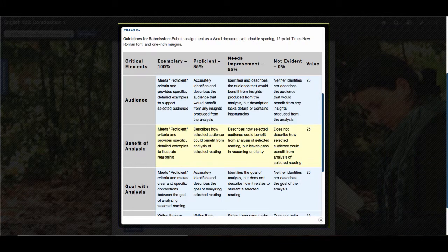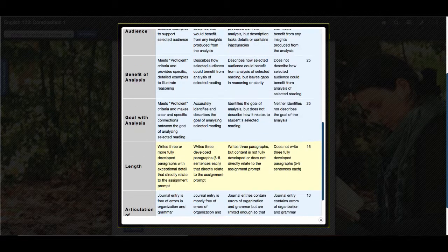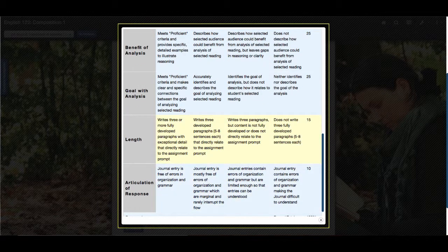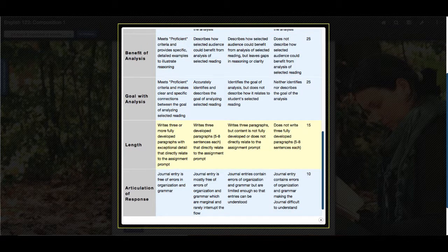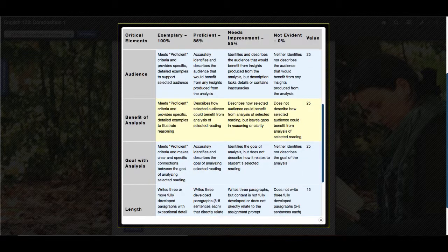Let's look at the rubric here. This is the rubric that every English 122 instructor uses at Southern New Hampshire. So when you're answering the audience and looking at the benefits of analysis, looking at the goal of your analysis and your length, the articulation of response. So let's look here at the length. Writes 3 or more fully developed paragraphs with exceptional detail that directly relate to the assignment prompt. So you don't want short little choppy sentences when you're supposed to have 5 to 8 sentence paragraphs.